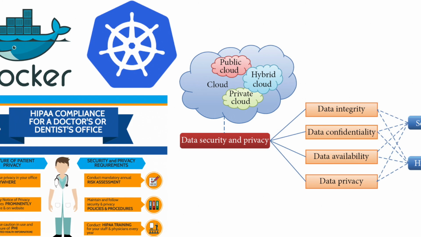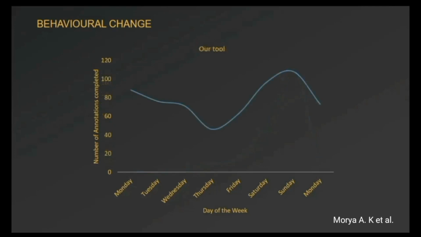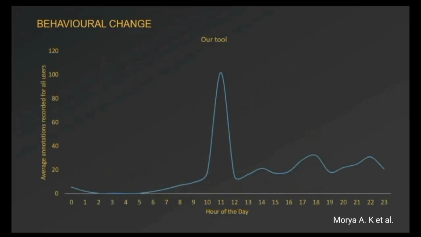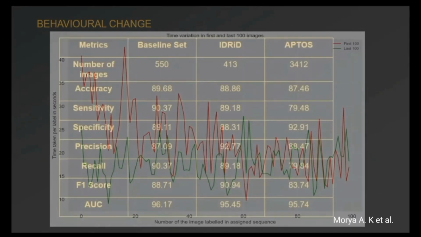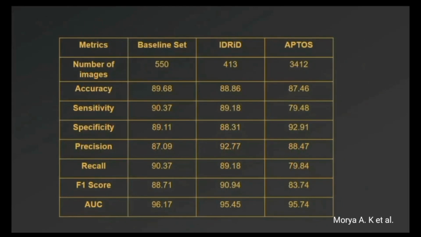We have seen a total behavioral change where on the online tools the graders used to work only on the weekends, but on our tool we have logged usage on all days of the week. Average time taken to label a single image reduced substantially. We validated the AI algorithm developed using annotations on this tool on some new testing data sets and found them to have really high performance scores.